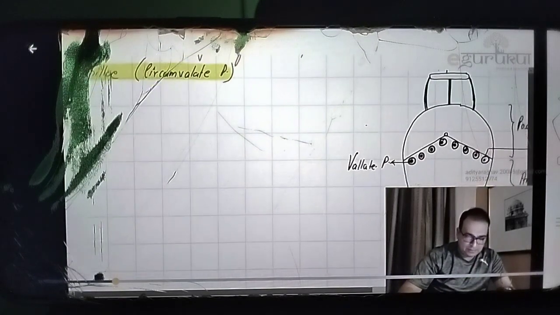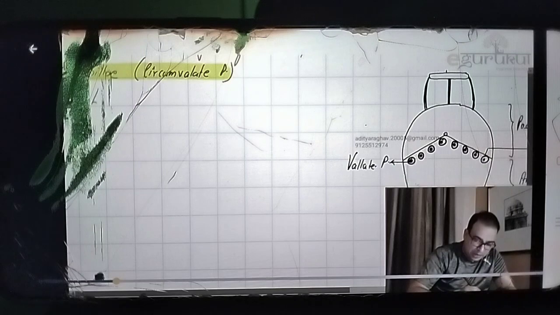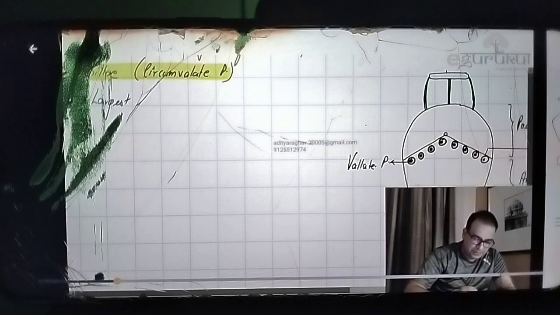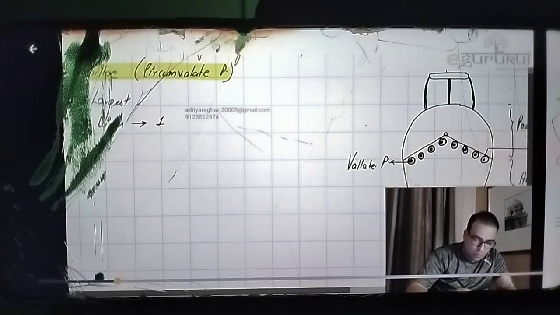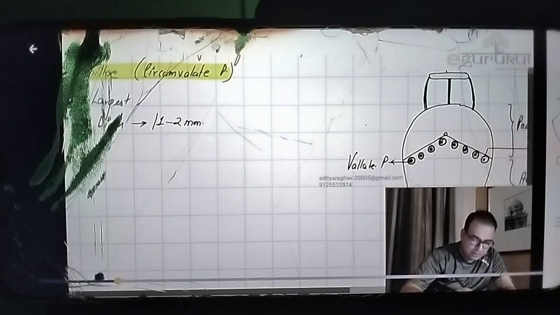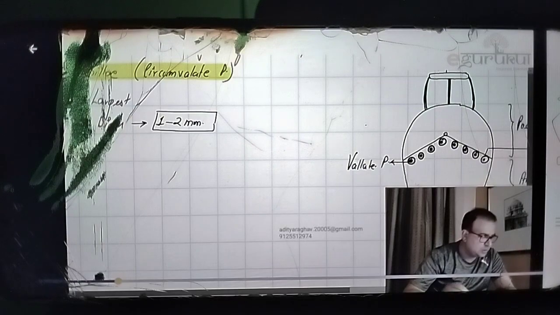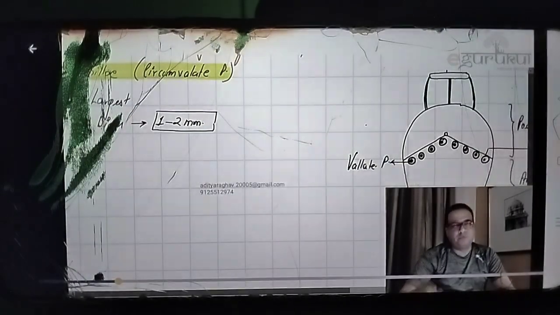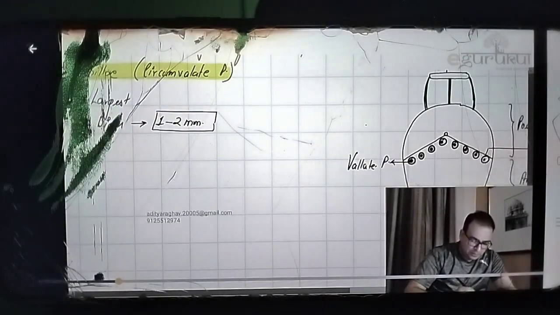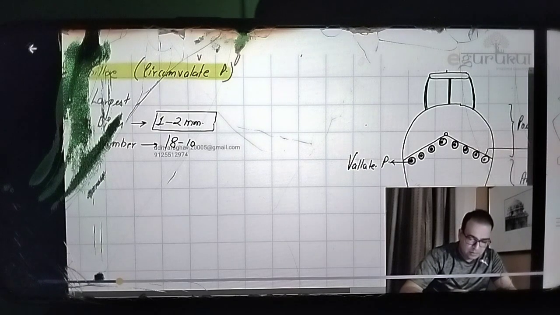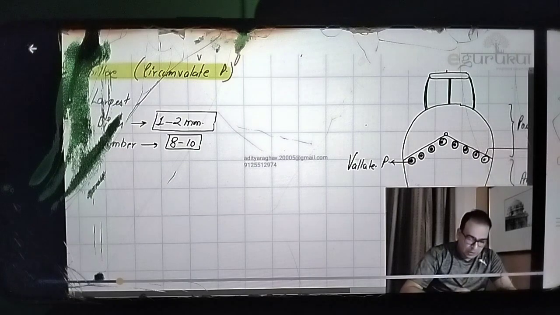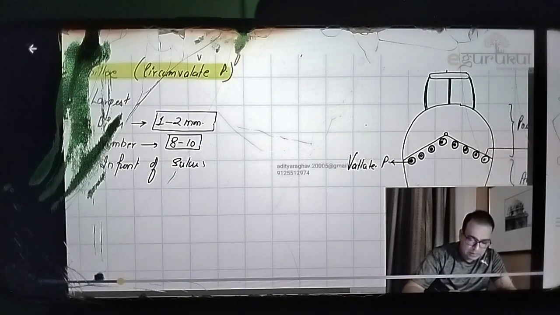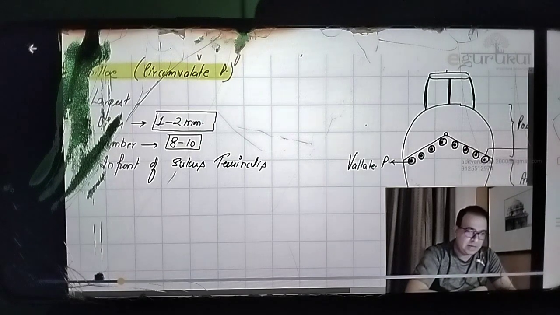As I said, these valate or circumvallate papillae, guys, first of all, are the largest. Out of all the 4 papillae that we have, the largest one is the circumvallate papillae, and the diameter varies from 1 to 2 millimeter. That's why they are very clearly visible also. There are usually 8 to 10 in number, which can vary a little, one more or less. Location, as we just said, they are aligned in front of the sulcus terminalis.